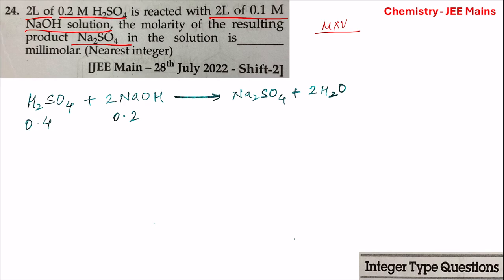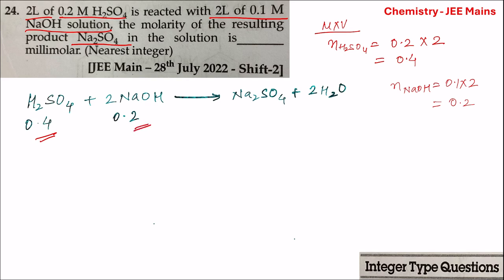So moles of H2SO4 will be equal to molarity of H2SO4, that is 0.2, into volume of H2SO4, that is 2 liter. So this is equal to 0.4 moles. So initially 0.4 moles of H2SO4 is present. Then moles of NaOH will be equal to molarity of NaOH, that is 0.1, multiplied by volume of NaOH, that is 2 liter. So number of moles of NaOH is 0.2 moles. So moles of NaOH present is 0.2 moles.